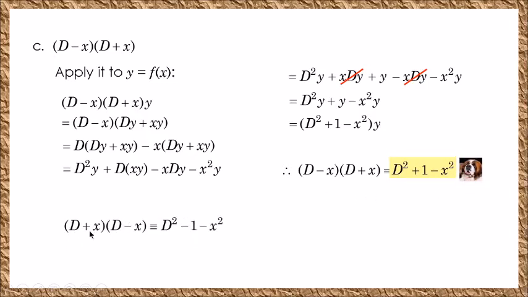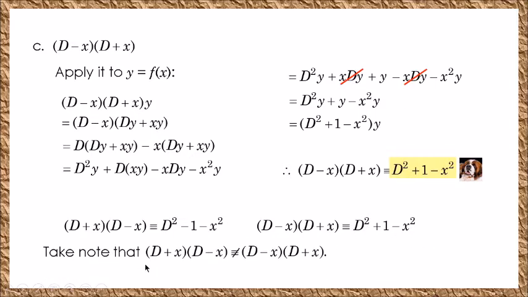A while ago, we got (d plus x)(d minus x) as d squared minus 1 minus x squared. And for (d minus x)(d plus x), the expanded form is d squared plus 1 minus x squared. Notice that they are not equal. So it means that AB is really not generally equal to BA.